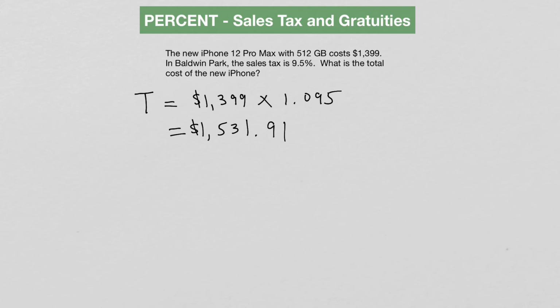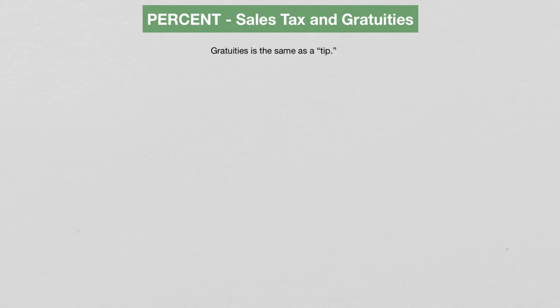Now that you understand how to apply sales tax, you could do this for anything that you purchase at the store. Okay, so now I'm going to give you a different example, and we're going to talk about gratuities. So as I mentioned before, gratuities is the same thing as giving somebody a tip. Tip for service, tip for a meal that you pay for at a restaurant. Anything to do with tip has the same concept as finding the percent of something. So let me give you an example.